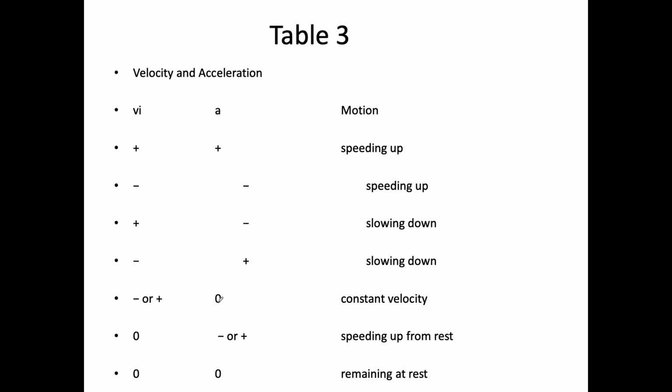If acceleration is 0, we have a constant velocity. It's not changing its velocity, so it could be positive or negative. We don't care. If the velocity is not changing, the velocity is going to be constant. That means it's moving. If velocity is 0 and acceleration is either positive or negative, the magnitude is increasing, speeding up from rest, either going more negative or more positive. And 0, 0, that means our whole object is remaining at rest. Again, that's something important to know.